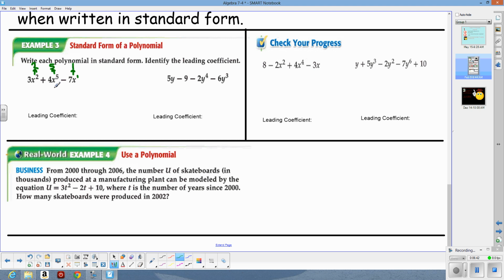descending order, the greatest to least, we're going to start out with this one, and since there's a plus sign in front of it, it's going to be positive 4x to the 5th. And then our next highest degree is right here, and that's also positive, so plus 3x squared. And then our smallest one is right here, minus 7x. Now the leading coefficient is going to be 4 because the leading coefficient is the coefficient of the term with the greatest degree.